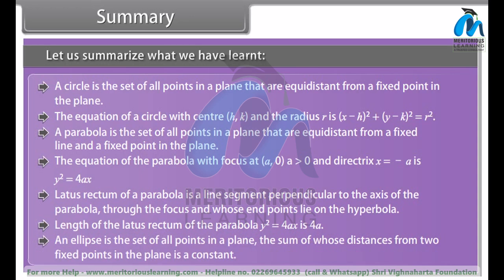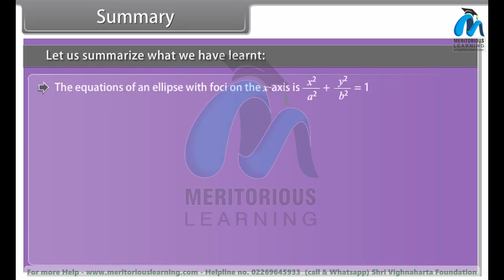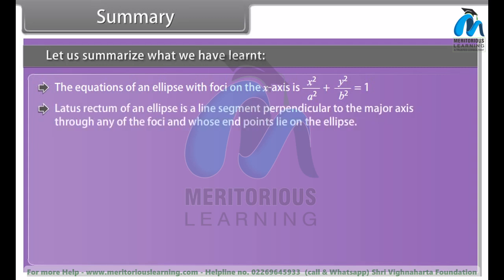An ellipse is the set of all points in a plane, the sum of whose distances from two fixed points in a plane is a constant. The equation of an ellipse with foci on the x-axis is x square upon a square plus y square upon b square is equal to 1. Latus rectum of an ellipse is a line segment perpendicular to the major axis through any of the foci and whose endpoints lie on the ellipse. Length of a latus rectum of the ellipse x square by a square plus y square by b square is equal to 1 is 2b square by a.